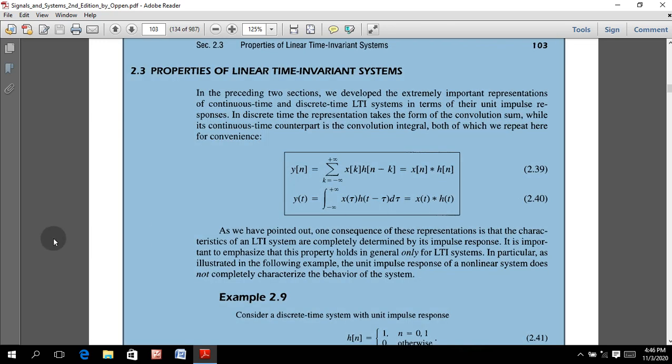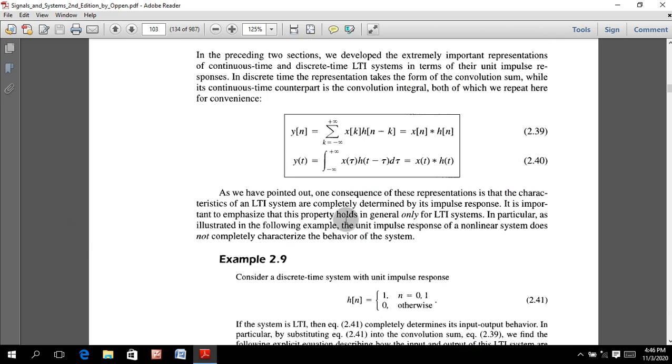So as you have pointed out, one consequence of this representation is that the characteristics of an LTI system are completely determined by its impulse response. It is important to emphasize that this property holds in general only for LTI systems. In particular, as illustrated in the following example, the unit impulse response of a nonlinear system does not completely characterize the behavior of the system.